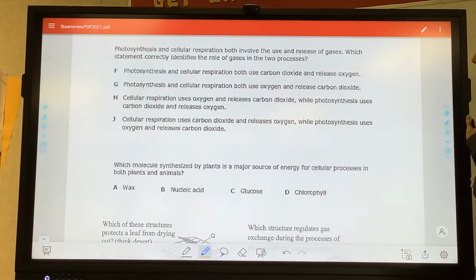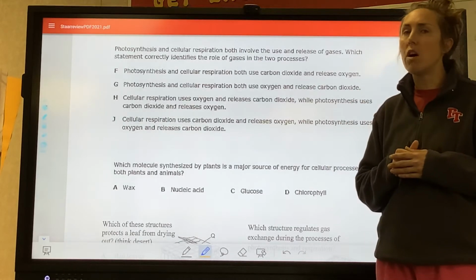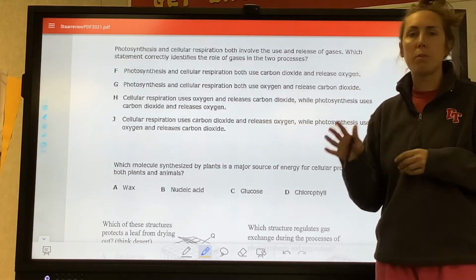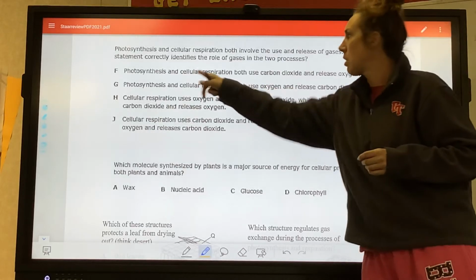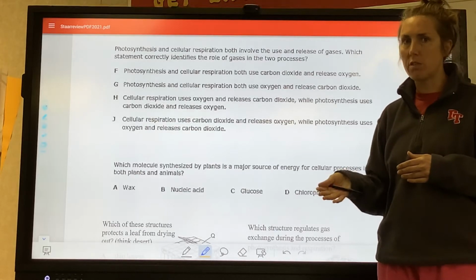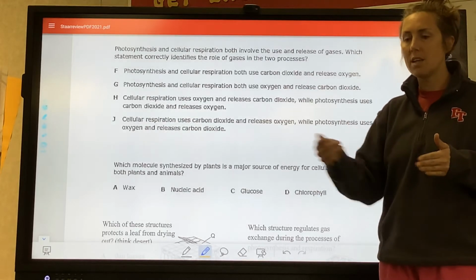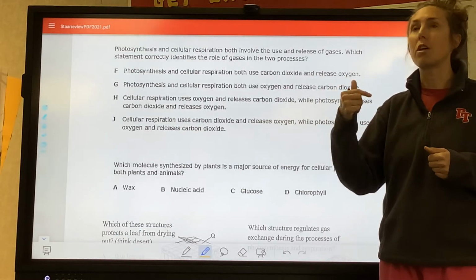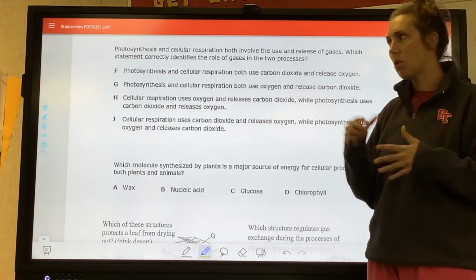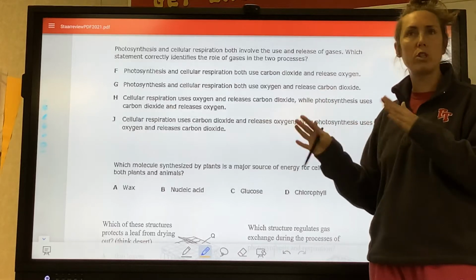Photosynthesis and cellular respiration both involve the use and release of gases. Which statement correctly identifies the role of gases in these two processes? So basically, they're trying to figure out if you know the difference between which one takes in oxygen, which one takes in carbon dioxide. Most people forget about cellular respiration. They read about cellular respiration, they're like, I don't know. So just make sure you check what you do know, which is photosynthesis. You know plants take in CO2 and they put out oxygen. So because you know about plants, try to at least figure out which ones are true and false that way, okay?